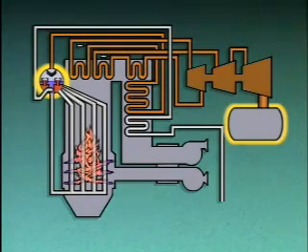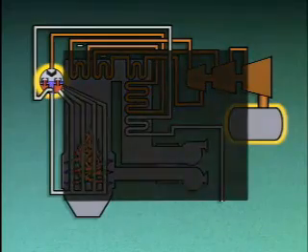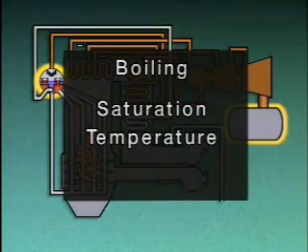To understand what these components do, you need a working knowledge of three basic concepts that are associated with the production and use of steam. They are boiling, saturation temperature, and superheat. Boiling is the process of converting water into steam. For any given pressure, there is a corresponding temperature at which water boils. The temperature at which water will boil at a given pressure is known as its saturation temperature.